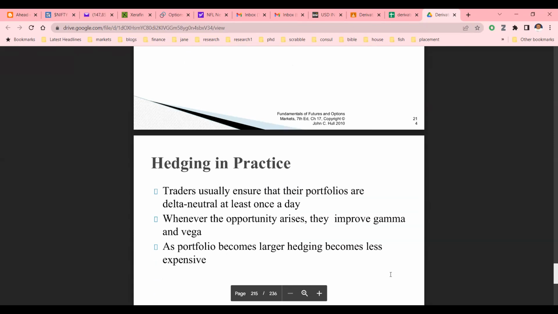Okay, so how do traders act? So good traders ensure that their portfolios are delta neutral. Remember, I was talking to you about a delta neutral hedging strategy. Yeah. So whenever the opportunity arises, they increase their gamma and vega. So for larger hedge portfolios, if you keep doing these practices, then you can hedge less expensively. So make your portfolio delta neutral. When the opportunity arises, improve your gamma and vega. Yes, you want to be in positive gamma and vega.